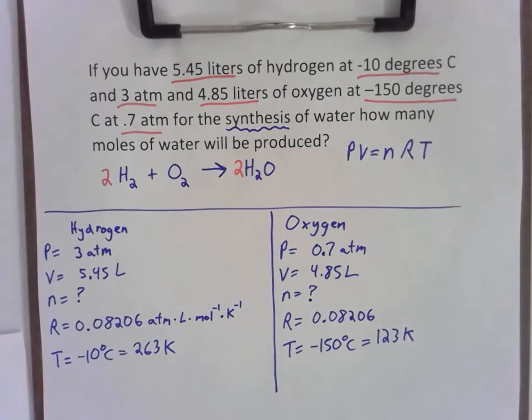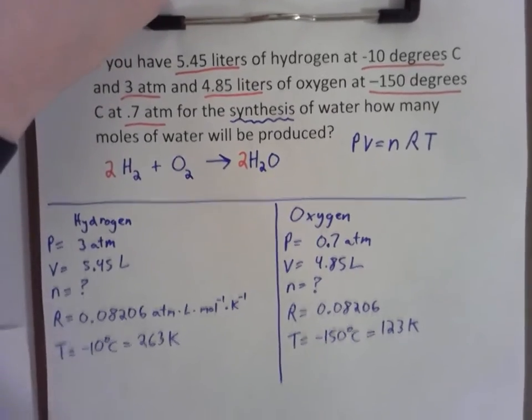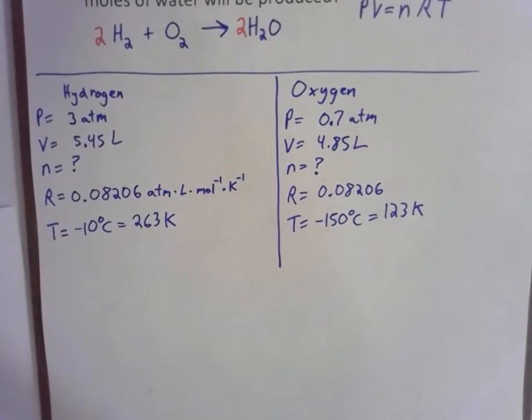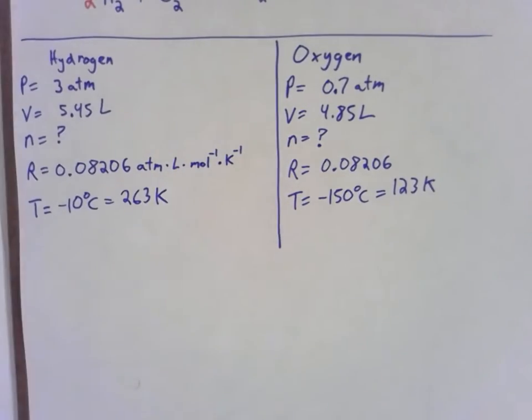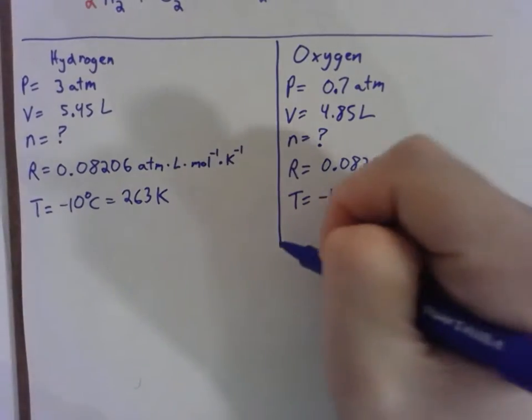Okay, so what I have to do next is basically use PV equals nRT to figure out the number of moles of both of these reactants. So let's see what we can do with that. Okay, so we'll start with the hydrogen here, and we'll just kind of extend this down.